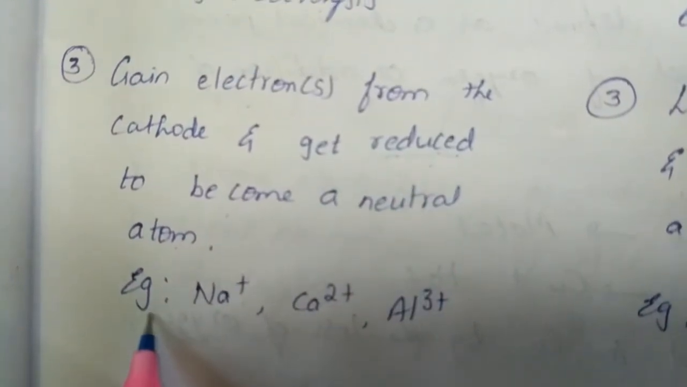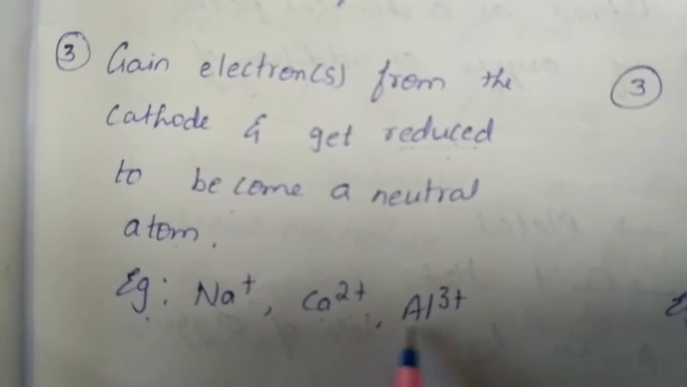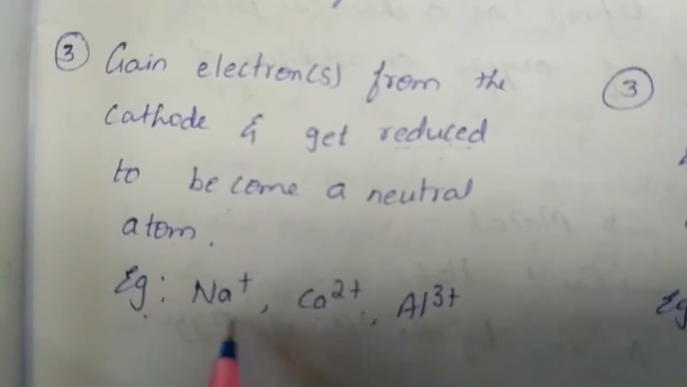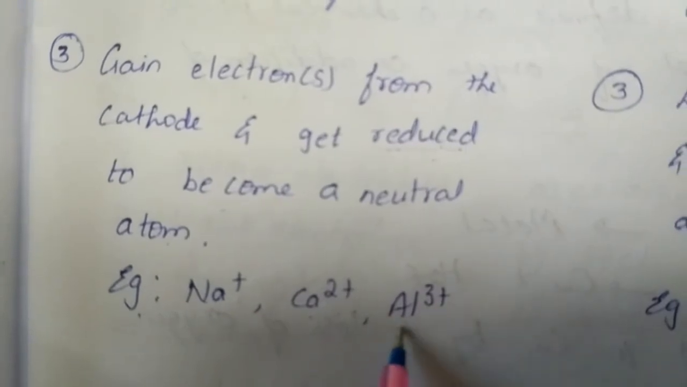The examples of cations are Na+, Ca2+, Al3+. In all of these, they have lost the electrons. That's why these are called cations.